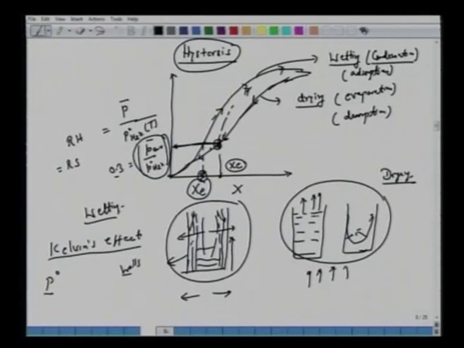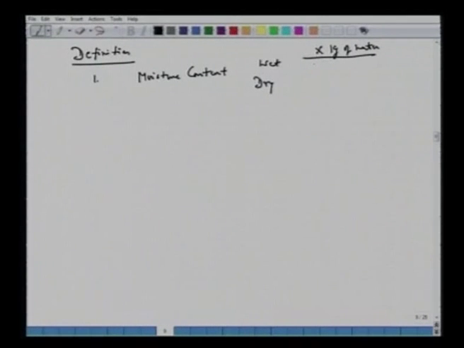So now, after we understand this P versus X diagram, we will have some definitions for different ways of representing moisture contents or different quantities. One, of course very important, is moisture content. How do we represent it? There are two ways of doing this. One is wet basis, one is dry basis. When we say wet, we are talking of x kg of moisture or water per, say, 100 kg of water plus solid. So it's a wet basis.